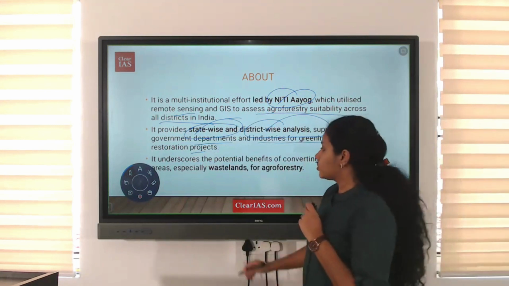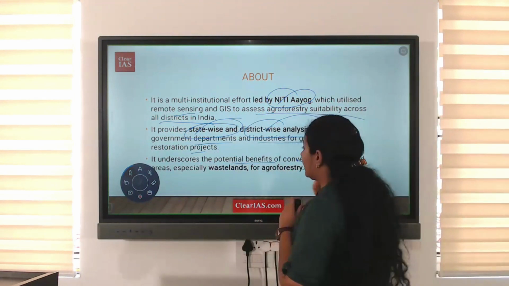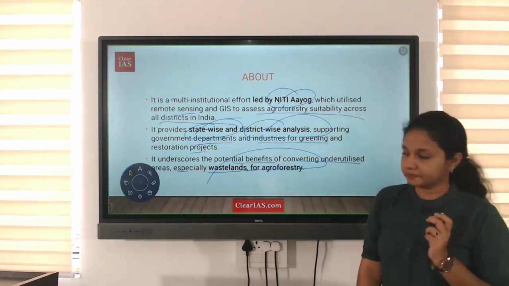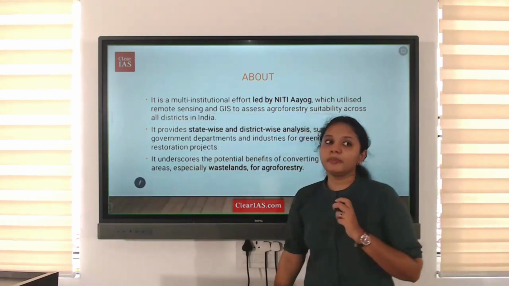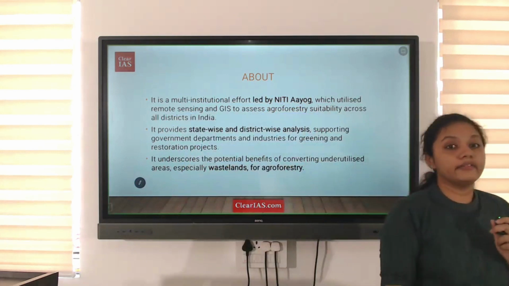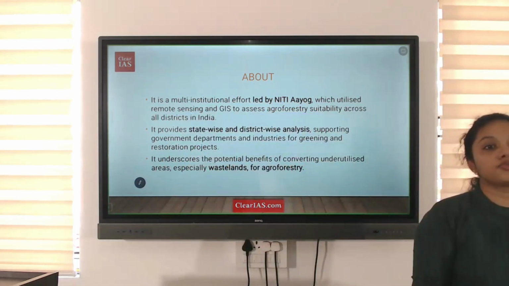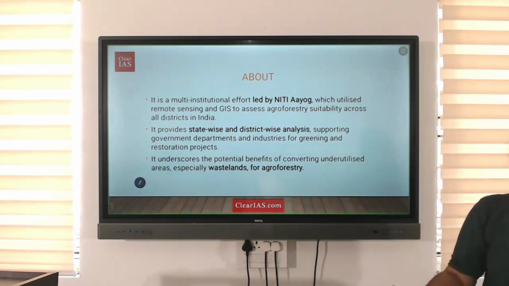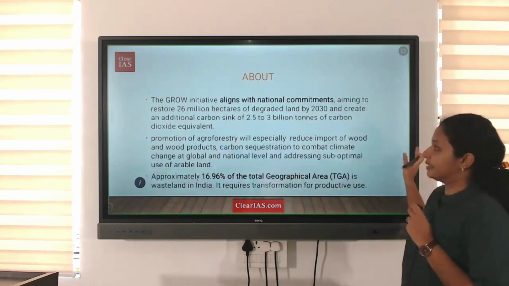Okay, it underscores the potential benefit of converting underutilized areas, especially wasteland, for agroforestry. Some lands are not suitable for cultivation of agriculture, but they can be used for forest cultivation. So that is the GROW initiative.